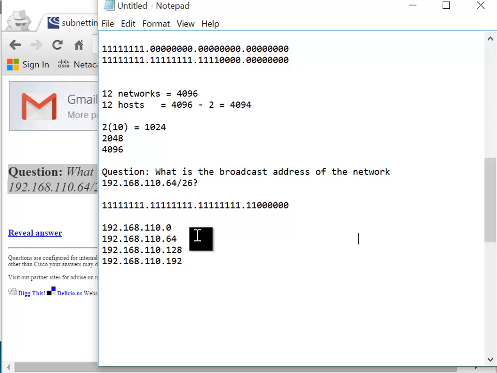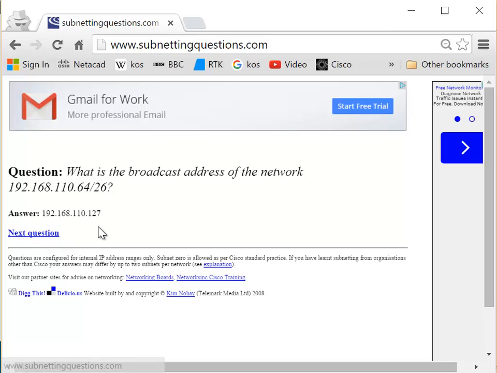So that's going to be the broadcast. We can tell any question they ask. If they ask first valid address, we know the first valid address is going to be 65. If they ask last valid address, we're going to know that it's going to be 128 minus 1 is broadcast, minus 1 is the last valid. So 126, and the broadcast is going to be 127. So the broadcast address for this network is 192.168.110.127. There we go.